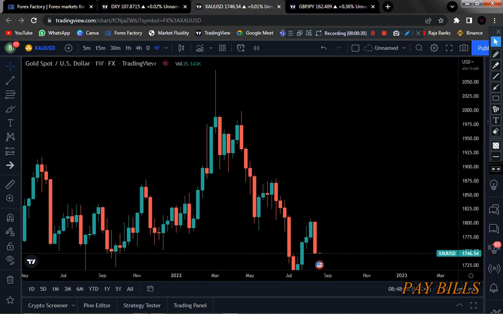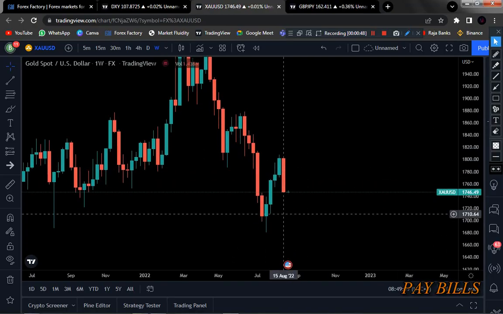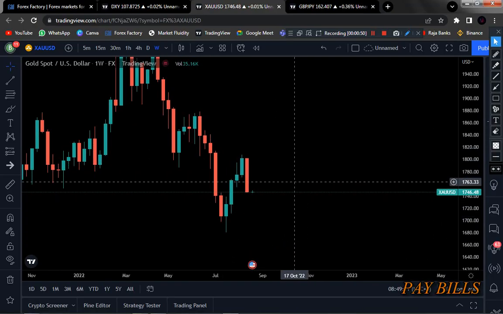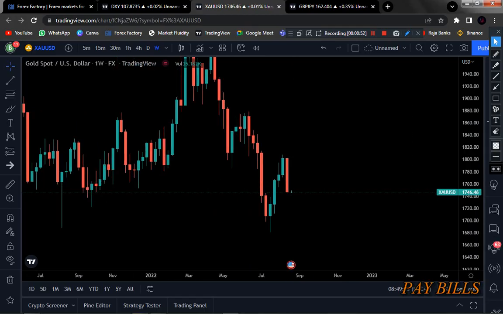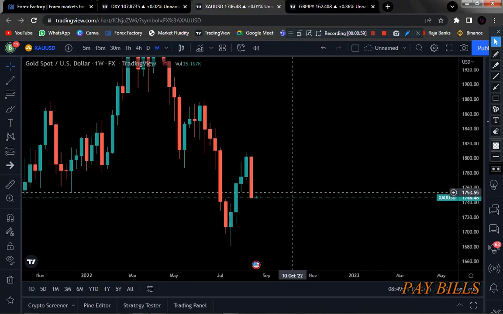So if we take a look at this weekly time frame, we are making higher highs and higher lows, most probably continuing further up. And if we take a look at the previous weekly candle, it closed with no wicks on both sides. There was huge bearish volume, and the candle closed with no wicks on both sides.